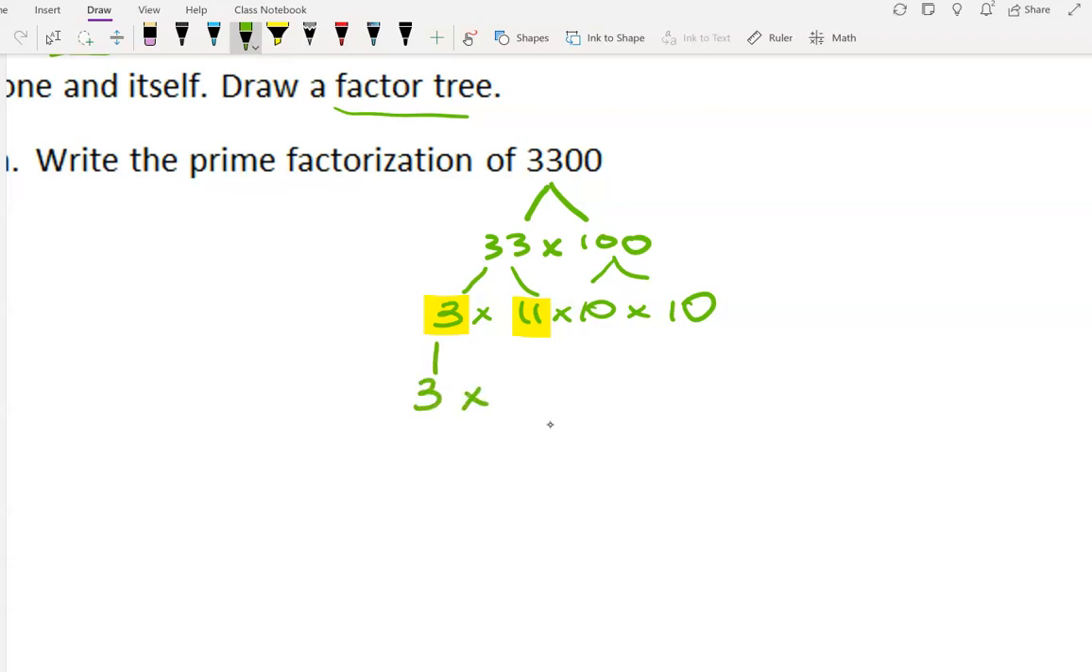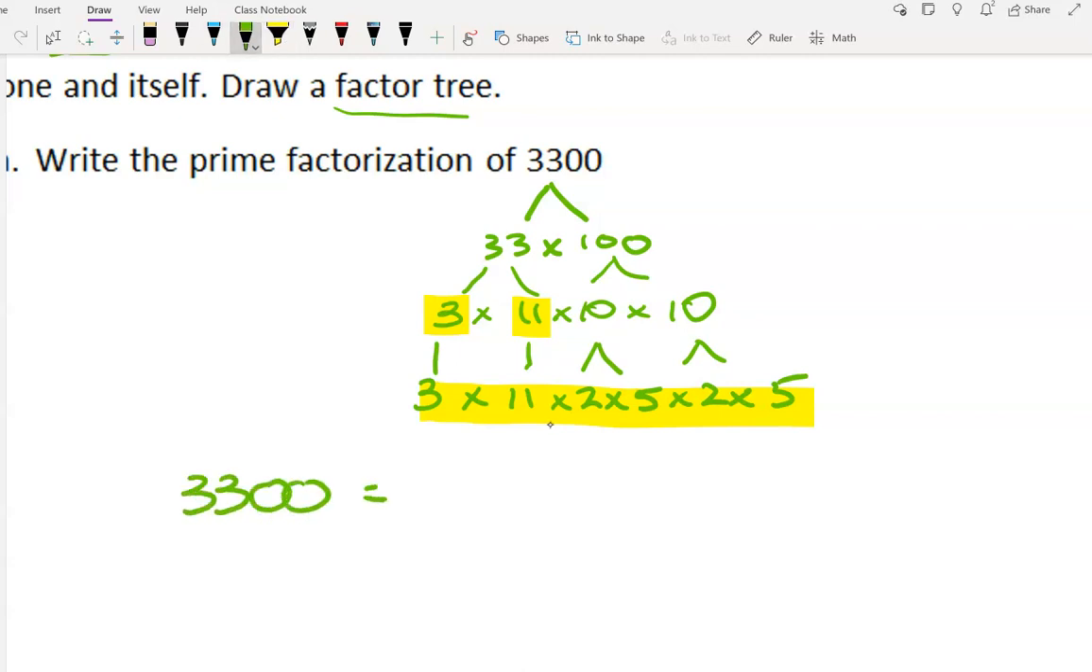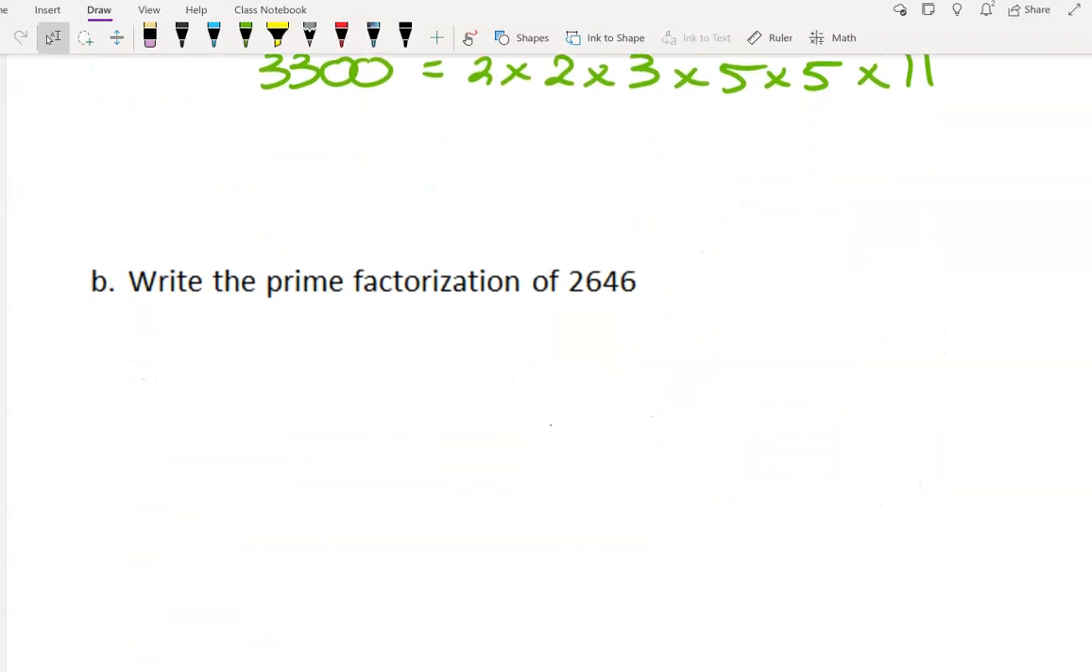We're going to have 3 times 11, and now 10 can be written as 2 times 5, and 10 can again be written as 2 times 5. And if you look at those numbers, those are all prime numbers. So what I can do is write 3,300 as a product of all these prime factors: 2 times 2 times 3 times 5 times 5 times 11. That's prime factorization.